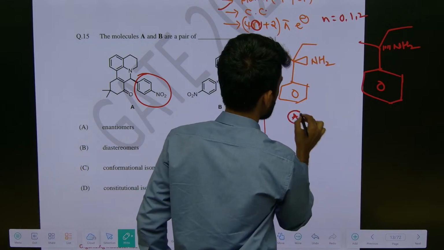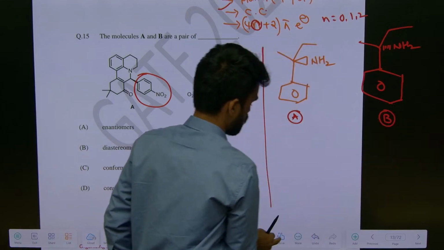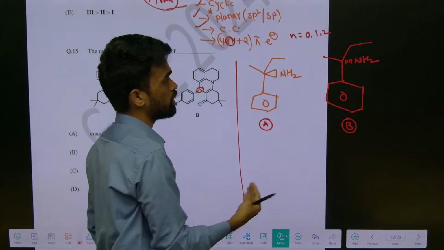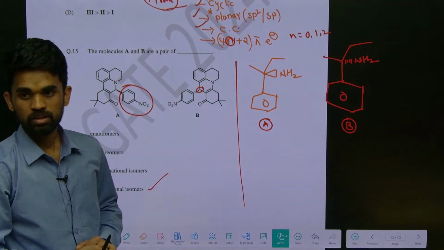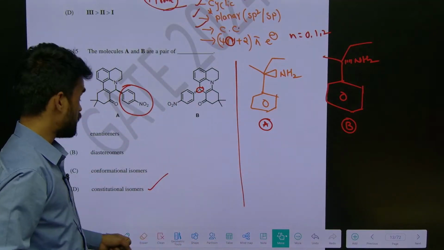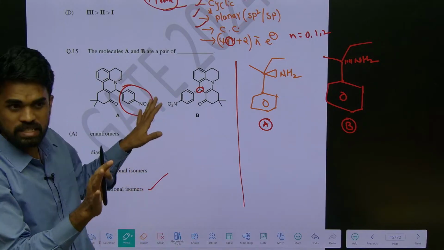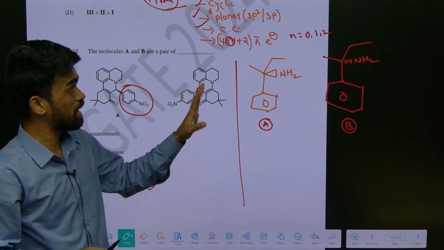This is A and B. What makes the difference between A and B? How are they related? Not NH connectivity, everything is the same. Connectivity is same, but spatial arrangement is different.